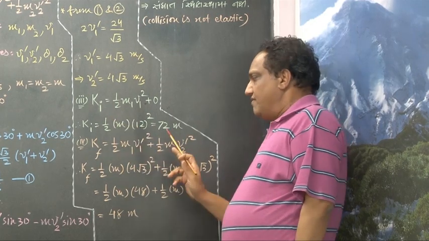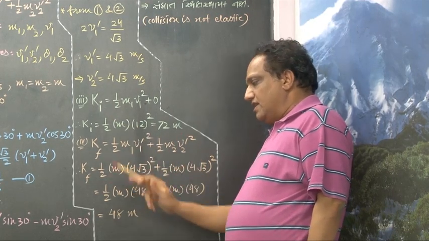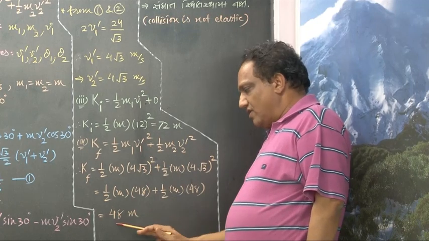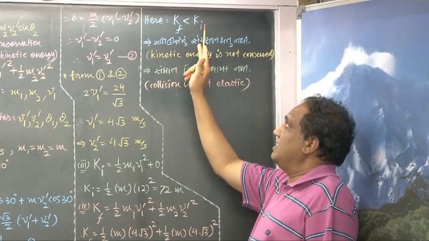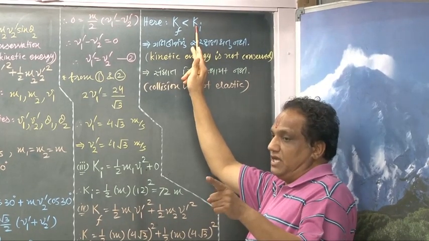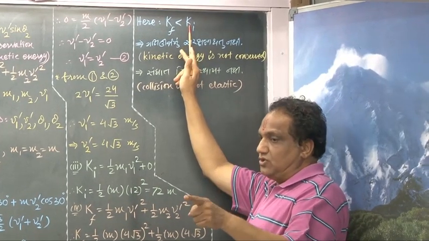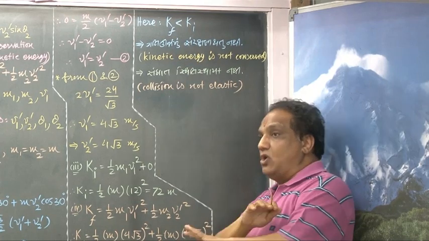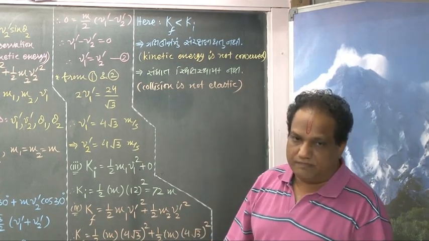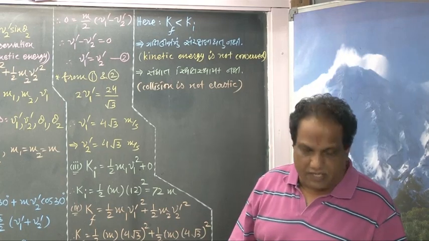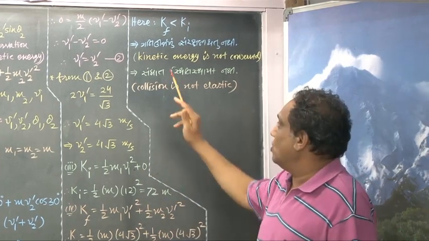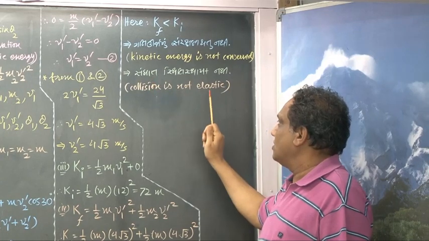Initial kinetic energy was 72 into m. Final kinetic energy is 48 into m. This value is smaller than this, so final kinetic energy is smaller than initial kinetic energy. When both the kinetic energies are not equal, you should say that the given collision is not elastic. Had they been equal, we would have said that the collision is elastic. But right now they are not equal, so the given collision is not elastic.